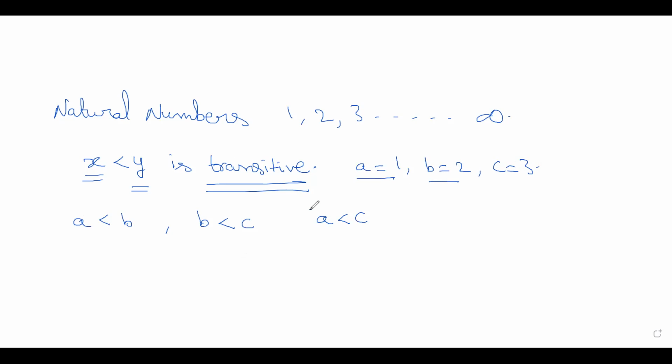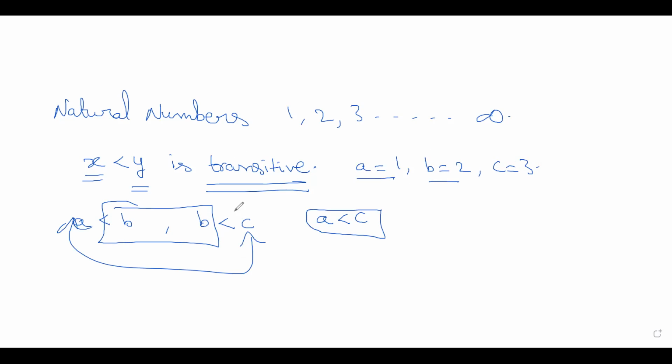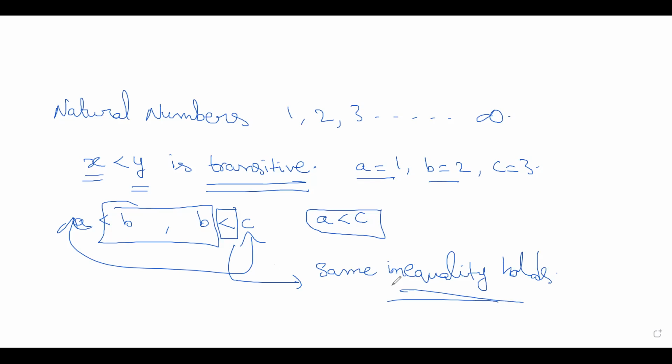Yes. That means what I have done is remove this B and couple these two. So the same inequality holds. The beauty is the same inequality holds. So hence we can say that it's a transitive relation. Got it? Okay.